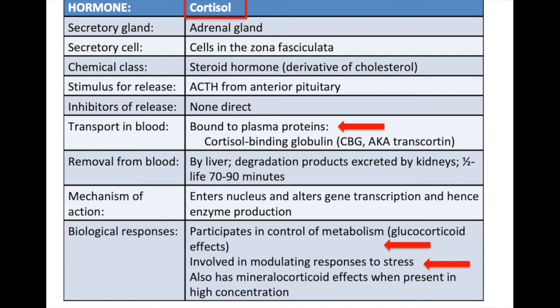It's lipophilic, so it goes straight through cell membranes, enters the nucleus, and alters gene transcription and enzyme production in its site of action. And it controls metabolism. It's a glucocorticoid. It raises blood glucose levels, and it's involved in modulating response to stress. It's a very important immunosuppressor, and it also, in high concentrations, affects neurological activity.